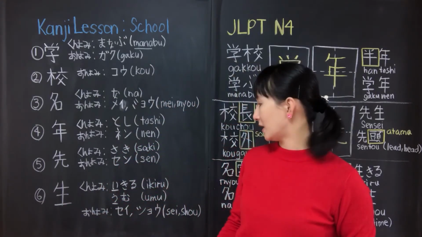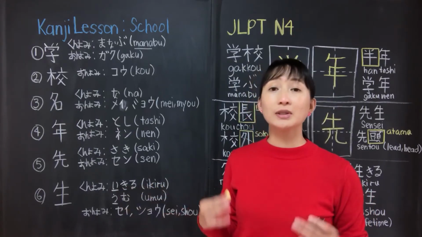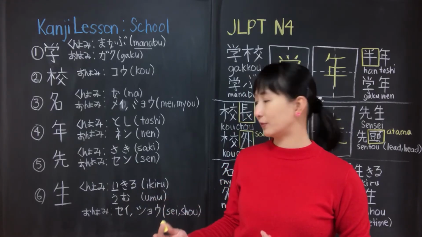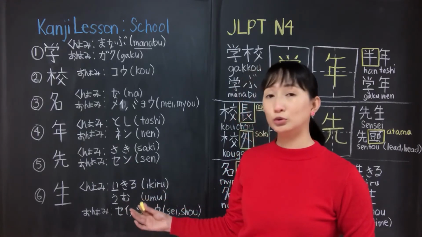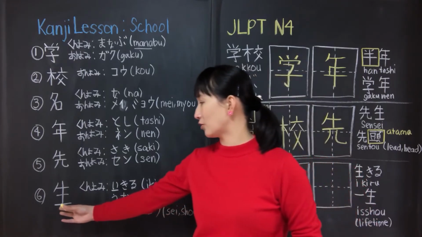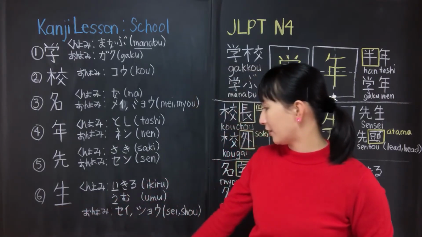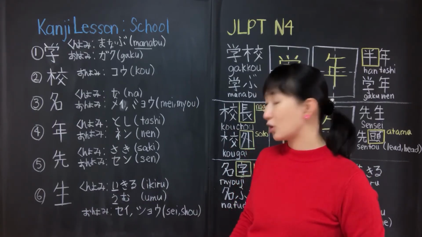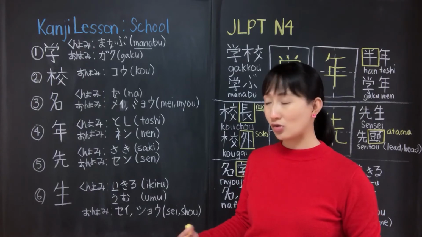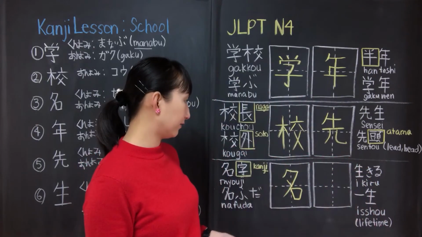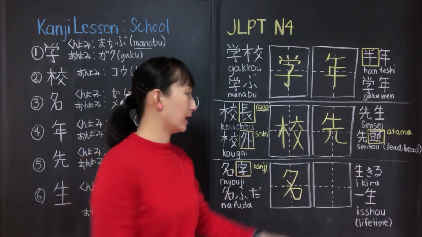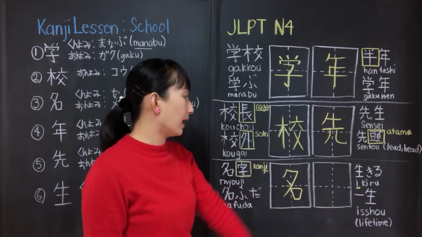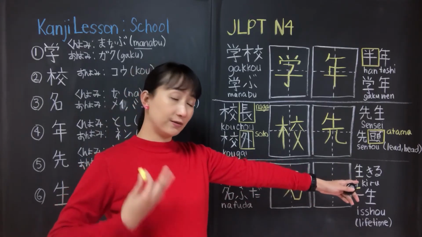Its kunyomi is ikiru, only the i is written in this kanji. It means to live. And then the other one is umu, only the u is written in this kanji. And its onyomi are sei and sho. Sei and sho. The examples that I have for you are ikiru. Again, only the i is written in this kanji, and it means to live.